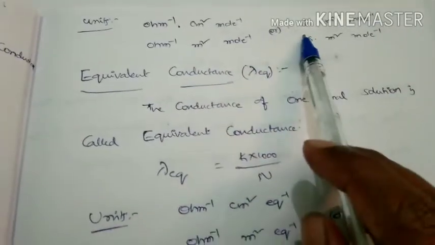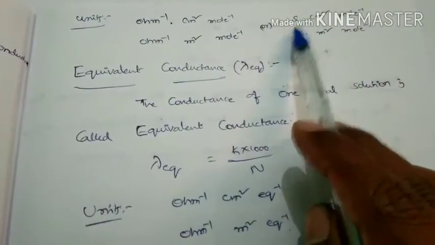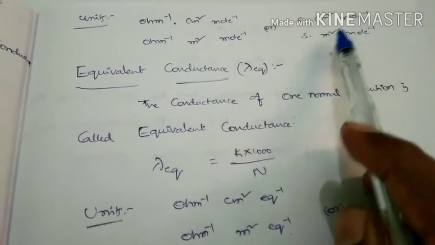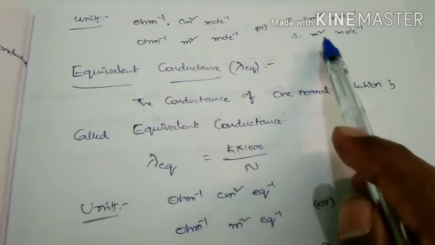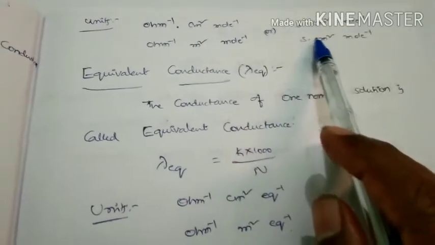Or, I told you already, ohm inverse means Siemens. Siemens centimeter square, mole inverse. Similarly, in case of SI dimensions, Siemens meter square, mole inverse. So these are the dimensions regarding molar conductance.